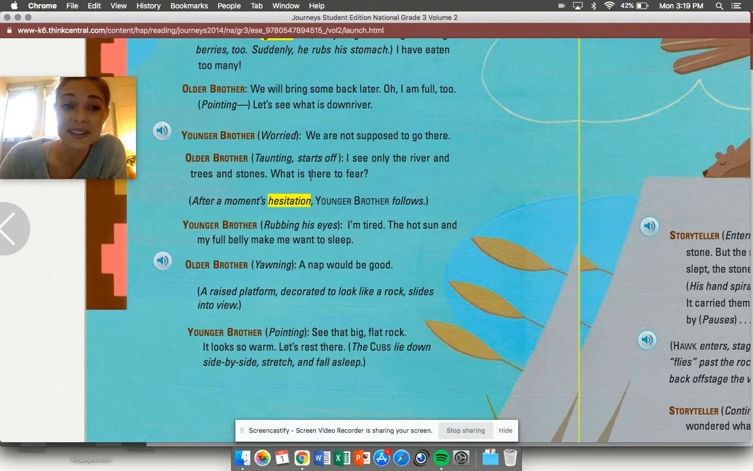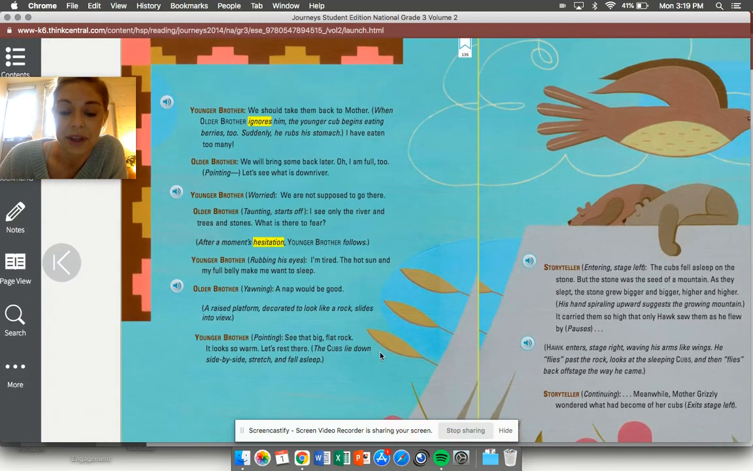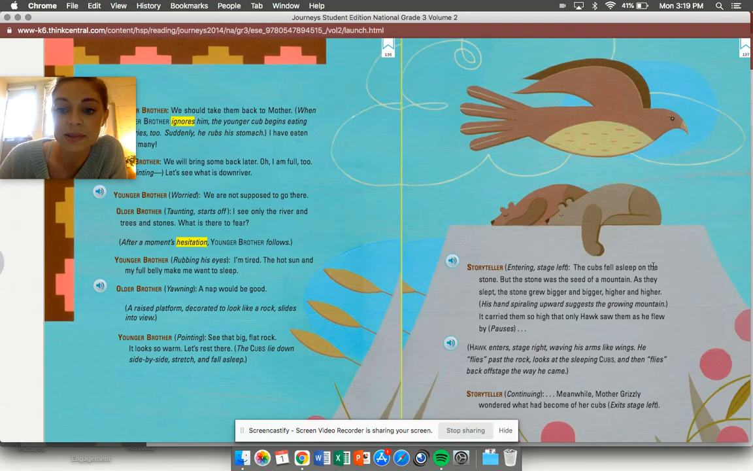So the older brother is not obeying his mother, and he's saying, "There's nothing to fear. We can go further down the river." But then younger brother says he's tired and wants to take a nap. And then the boys both take a nap on the big flat rock that they see. But the storyteller says the cubs fall asleep on this stone, but the stone was the seed of a mountain. As they slept, the stone grew bigger and bigger, higher and higher. It carries them so high that only Hawk saw them as he flew by.